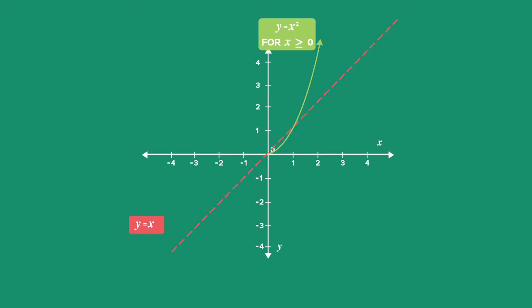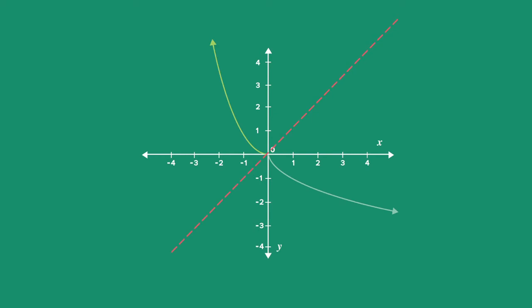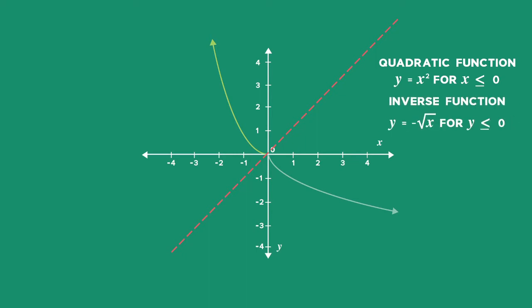This is the graph y equals positive square root of x for values y greater than or equal to 0. Using the vertical line test, it's clear that this inverse graph is a function. If we choose to restrict the domain of the quadratic function to only negative x values, so x less than or equal to 0, we find that the inverse is given by the function y equals the negative square root of x.